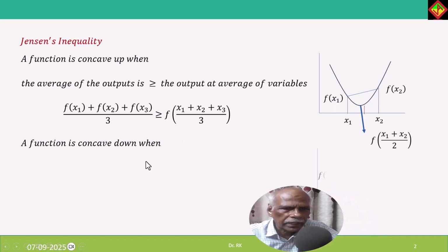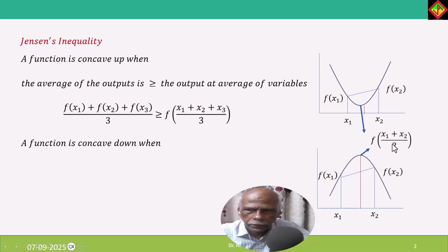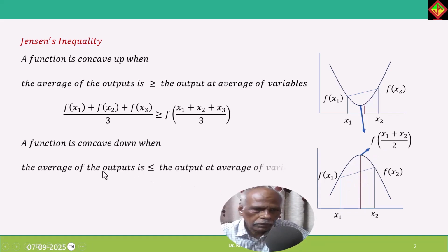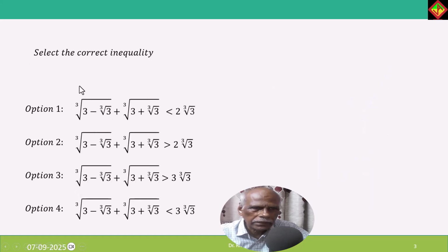A function is concave down when it is like this: f of x1 plus x2 by 2 is greater than f of x1 plus f of x2 by 2. So the average of the output is less than or equal to the output at average of the variables. So f of x1 plus f of x2 plus f of x3 by 3 is less than or equal to f of x1 plus x2 plus x3 by 3. So the number of variables can be either 2, 3 or any number of variables given in the problem. Right? நான் மூணுக்கு மேலே கொடுக்க மாட்டான், ரெண்டு தான் மேக்ஸிமம் கொடுப்பான்.